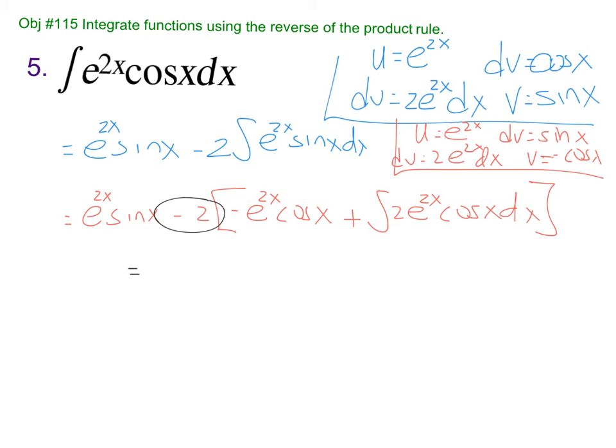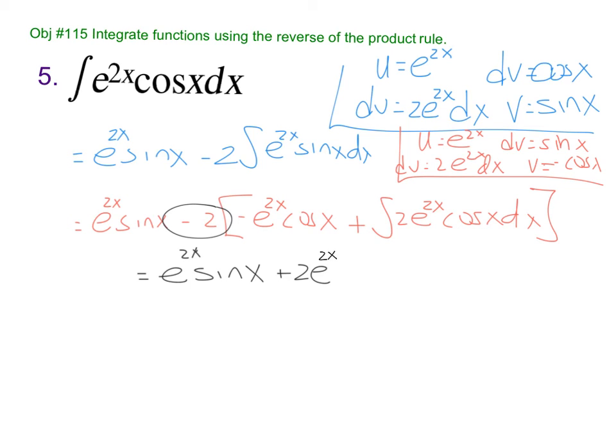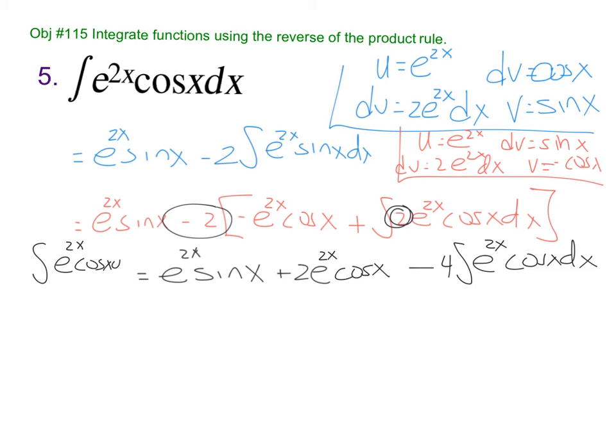So what I'm going to get here is e to the 2x sine x plus 2e to the 2x cosine x, minus, now this is a 4 because of this 2 here. I'm going to make that minus 4 e to the 2x cosine x dx. And that all equals the integral e to the 2x cosine x dx.